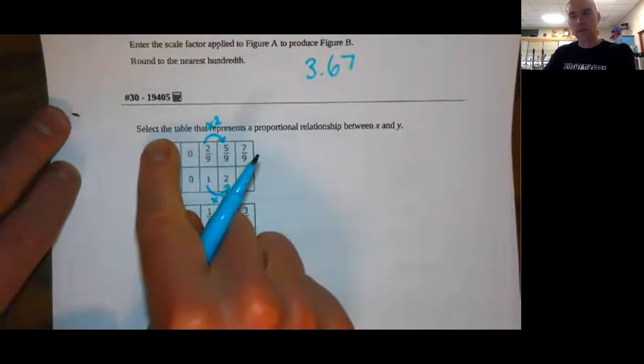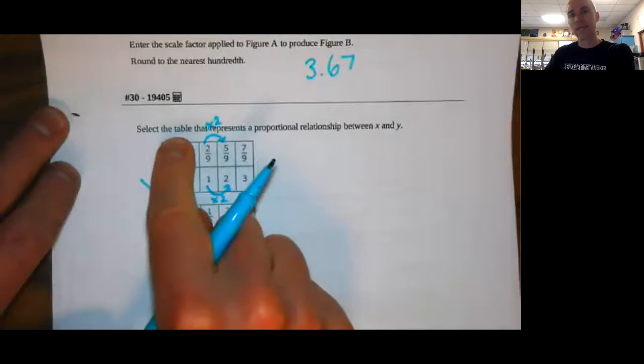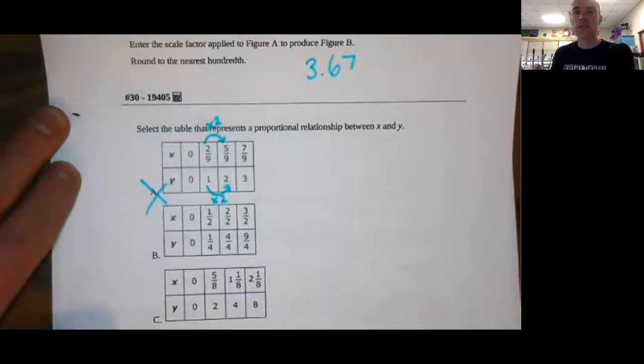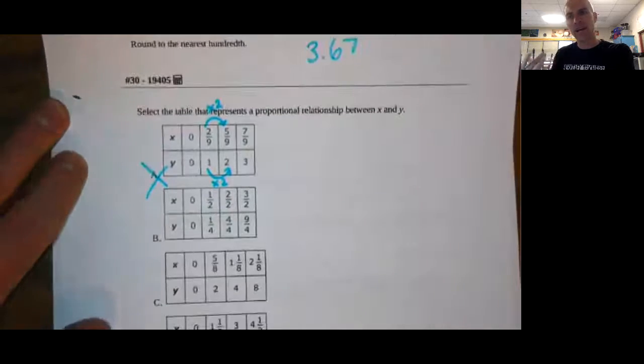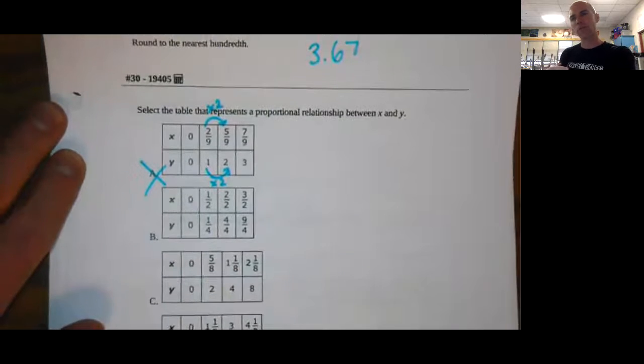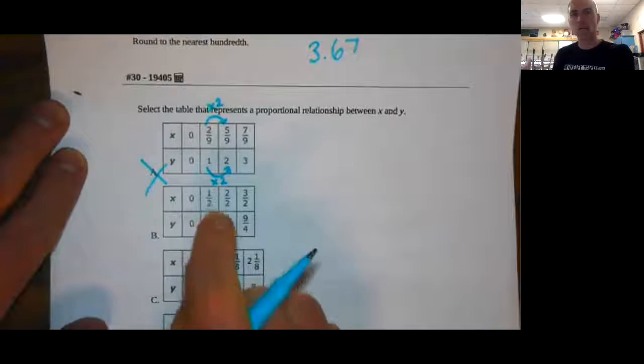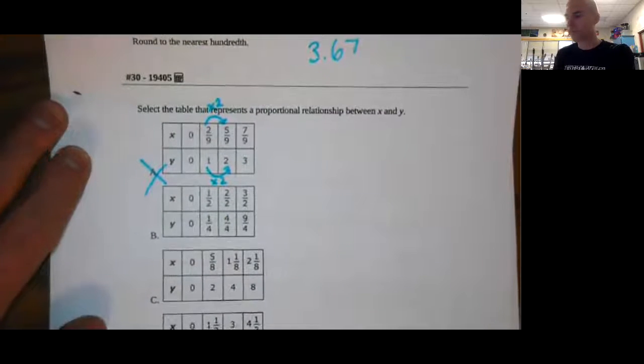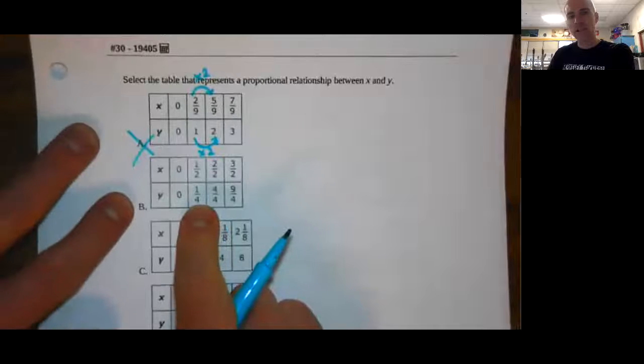Another thing I notice about this question is that it says select the table. So this is good. It's still a good idea to check every single table when you're really on the test, because you want to be super thorough and make sure you get it right. But for our purposes right now, just practicing, I could probably just find the one that is proportional and move on. So let's use the strategy again.